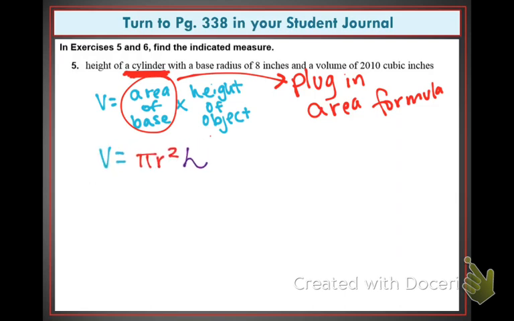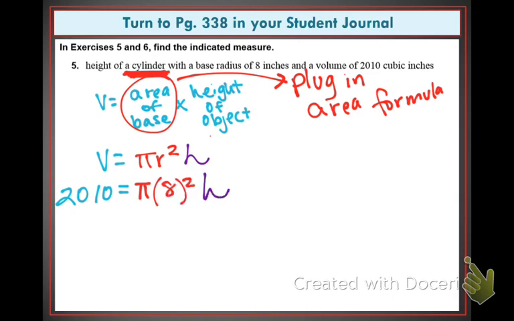So we're going to use this and plug in all that we know. Do we know the volume of this object? Yes. What is it? Yeah, 2010. Equals pi times the radius. What is the radius? 8 squared, and then times the height. So the goal is to find the height. From here, we're going to just do some math. What is 8 squared? 64.